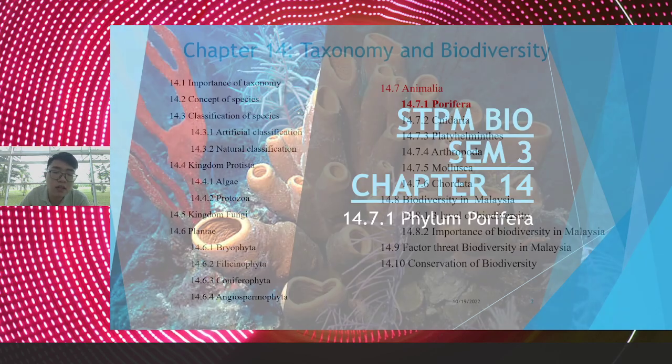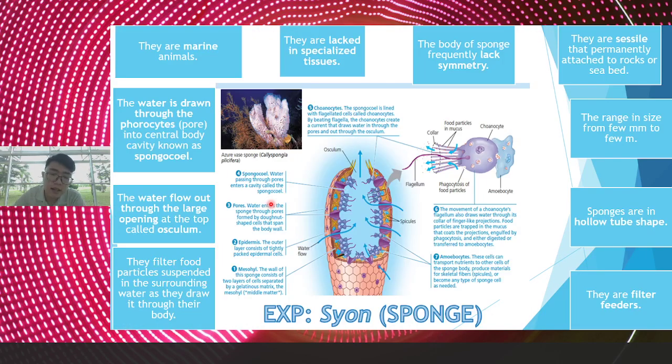Actually, it is not a plant. It is actually an animal, but it is the simplest animal in the world. Why is it called the simplest? Because normally you can see this one, I call the right hand side, the top right. There are sessile animals that are permanently attached to the rock or seabed.